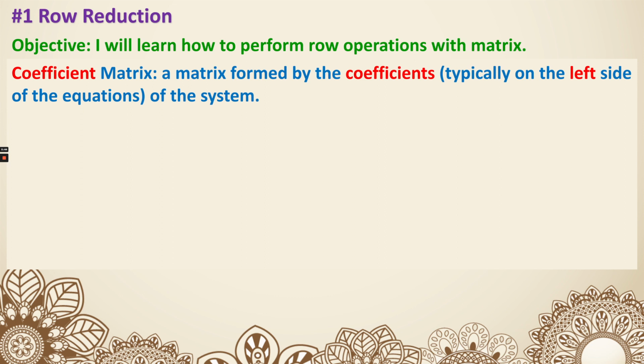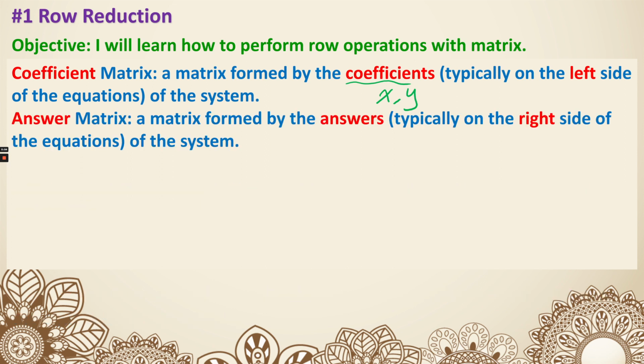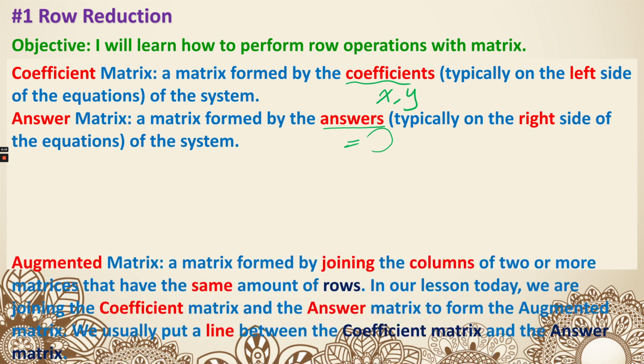Coefficient matrix. That is a matrix formed by the coefficients, typically on the left of the equation, and that's referring to our typical x and y. Then we have the answer matrix, a matrix formed by the answers, typically on the right side of the equation, or in other words, the numbers it equals to could form an answer matrix. But we're actually going to use neither of them. We are actually going to use both of them together, since we do need the whole system.